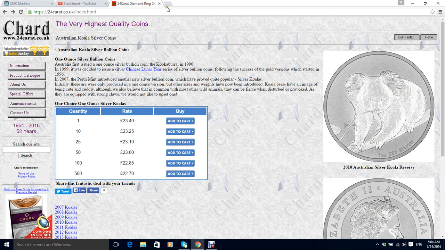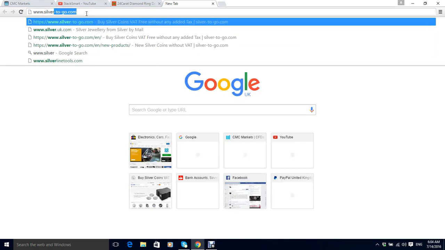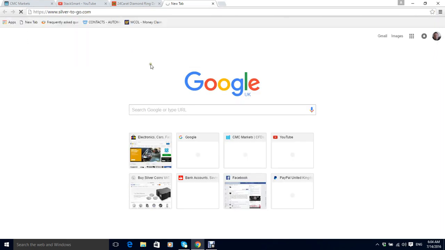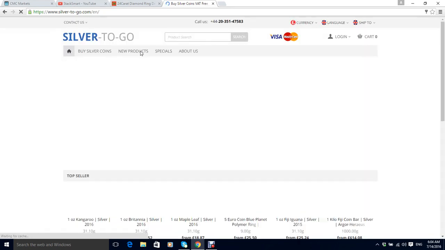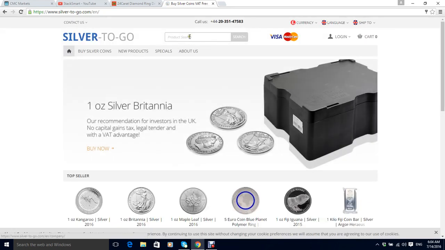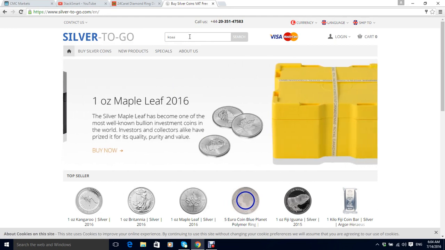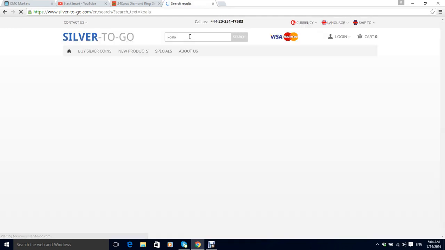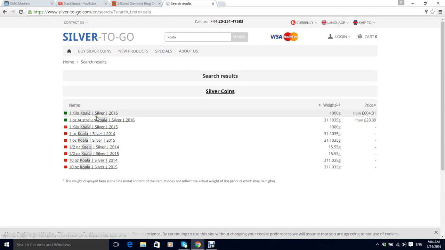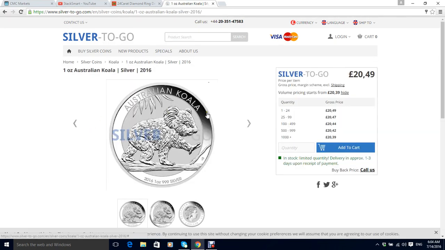I don't think you can even buy a new one. Let's have a look how much a new koala from Silver to Go is. This just shows how undervalued these koalas are. If I do a search for koala on Silver to Go, let's see how much we can get one for. So, 1 ounce koala. You're going to pay £20.49. So if you bought 5 of those, that's going to cost you £12 shipping.